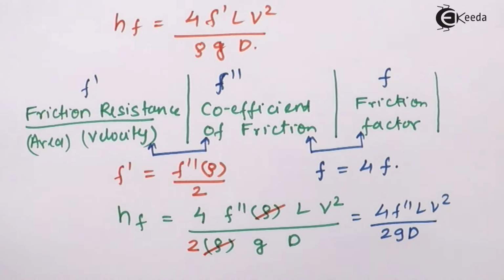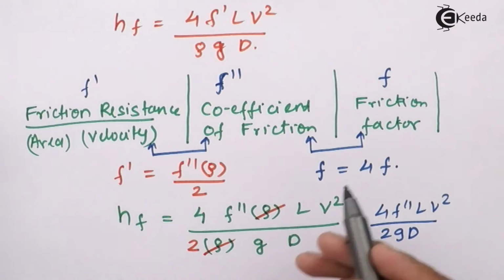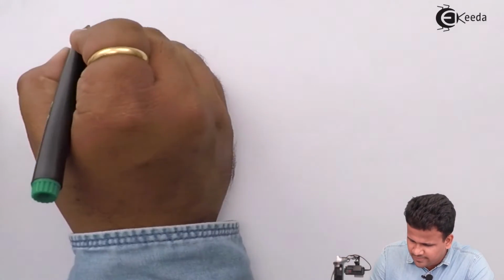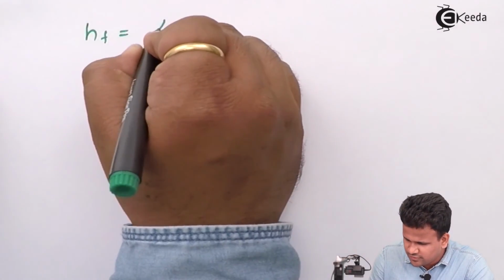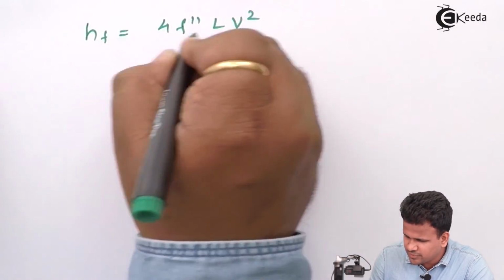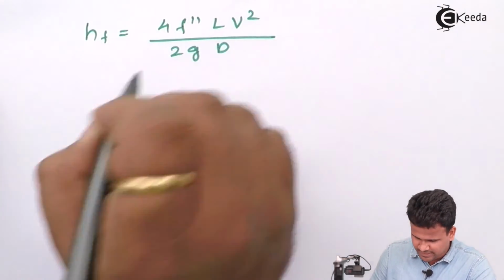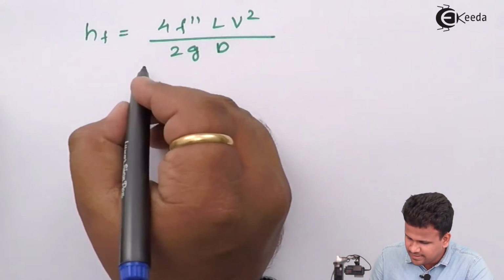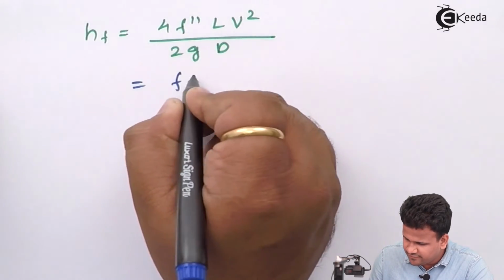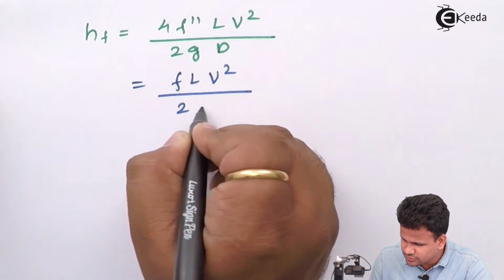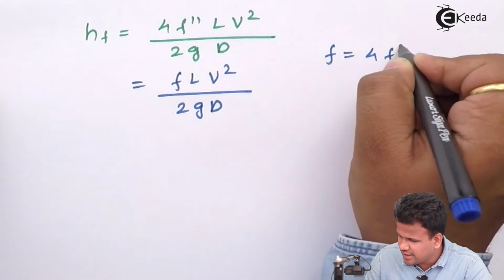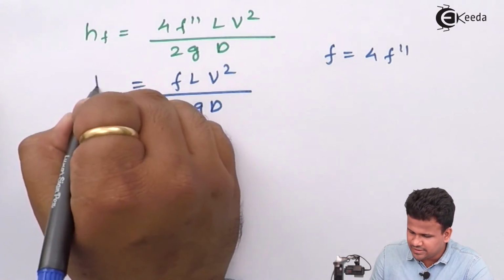Now the next part: the head loss due to friction in terms of friction factor. Now we have hf equals 4 f'' L V square upon 2gD, and the frictional head loss over here will be equal to f L V square upon 2gD, because the friction factor is 4 times the coefficient of friction, that is hf.